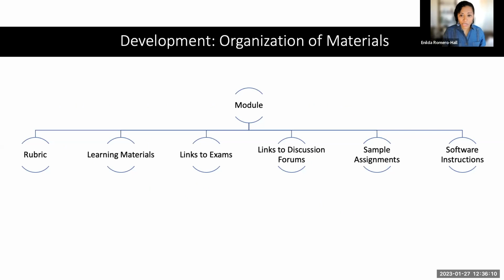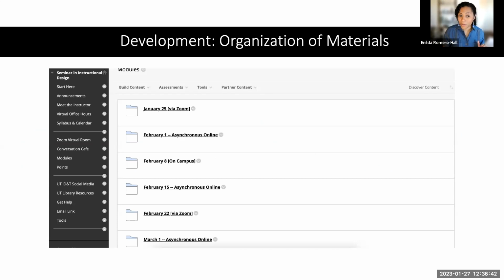In terms of organization of the materials, my personal way of organizing my core content is on modules. And in each module, I am likely to include my rubric, learning materials, readings, links to external content, any assignments that I may have, links to forums, sample assignments, and resources that may benefit the learner. This is what my course may look like in a Blackboard learning management system.